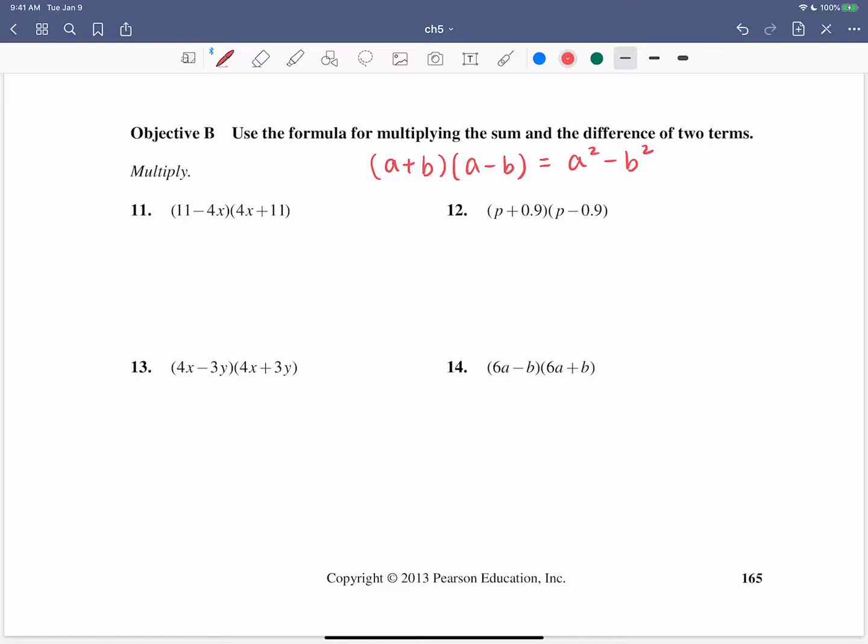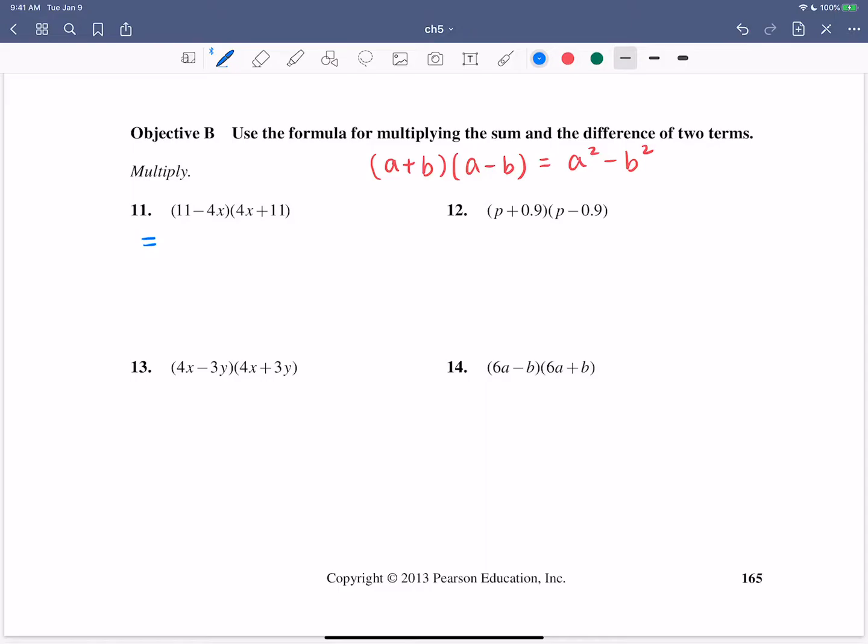It's because if you use FOIL, you will find out that the middle two terms, after you simplify, will be cancelled out. They will become 0, so you simply have a squared minus b squared. Let's use this formula to quickly find out the results of number 11 and 13 without doing FOIL or other methods that you use. Number 11.